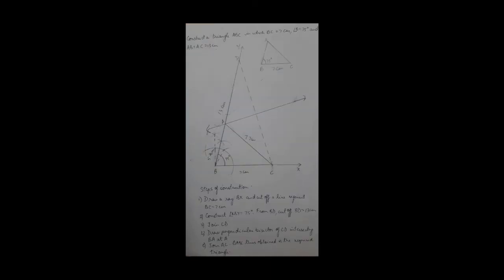So this is how we construct the triangle. I'll put down the steps for you. So these are your steps. First step was to draw a ray BX. So this is what we drew, BX. Then we cut off a line segment BC from there, 7 centimeters. Next we constructed angle XBY equal to 75 degrees. So first we had to construct 90 degrees, then 60 degrees, and an angle bisector between the two gave us 75 degrees. Once we did that, we extended this line all the way up to Y.